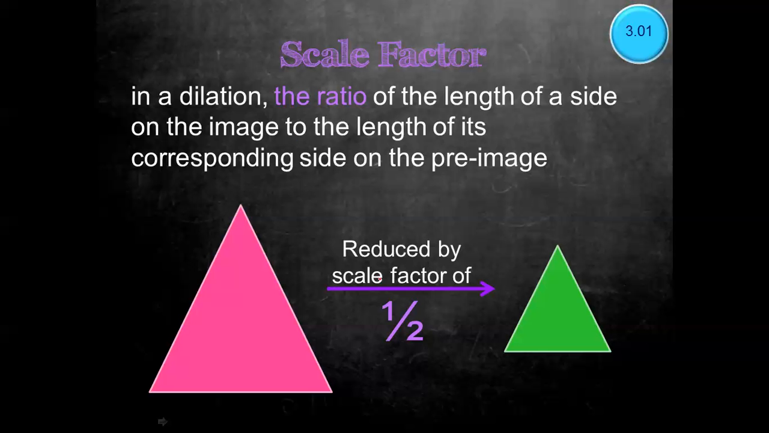Scale factor is when you have a dilated image, and it's the amount that the image has been either expanded or contracted, meaning either bigger or smaller. It's the ratio of the length of the side on the image to the length of its corresponding side on the pre-image. So for example, this triangle has been reduced by a scale factor of 1/2. That means each side has been reduced by 1/2. So this side right here is 1/2 of this side. And this side is 1/2 of this side. And this side is 1/2 of this side.